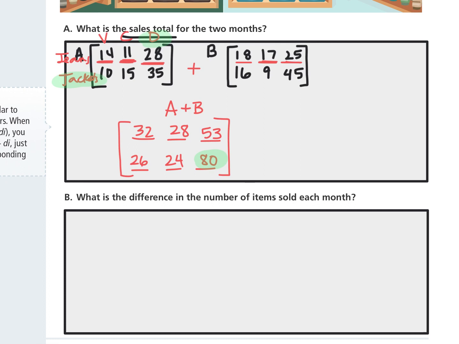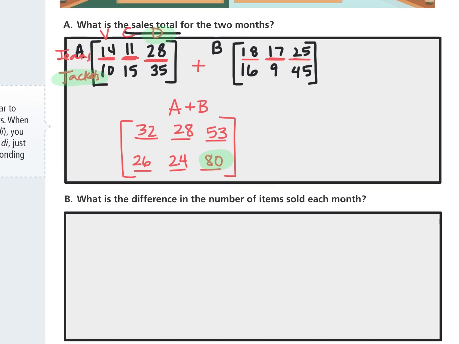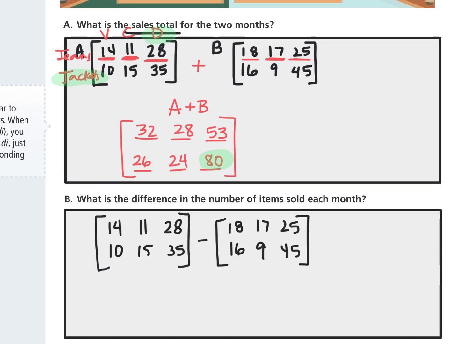B is asking for the difference. So for difference, that means we're going to be subtracting. And again, this would kind of go as expected. Make sure that you subtract in the order that you've been given them. So for instance, the first one will be 14 minus 18. So that's going to give me -4. Then we'll do 11 minus 17, so -6. And if I continue this pattern, these are the results that I'm going to get. Make sure that you understand where these numbers are coming from as you're writing this example down in your notes.